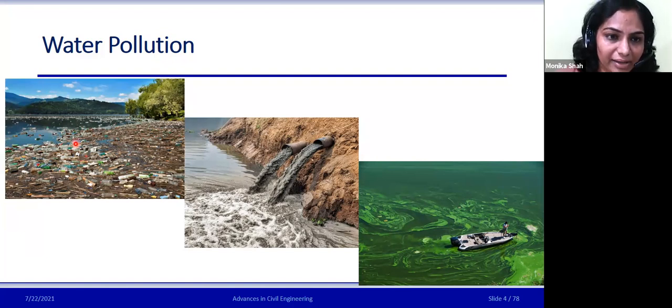The aquatic life, the vegetation growth, the complete flow of water that could be the source of water for us, let's say, right? The surface water would be the major source of water that we have.